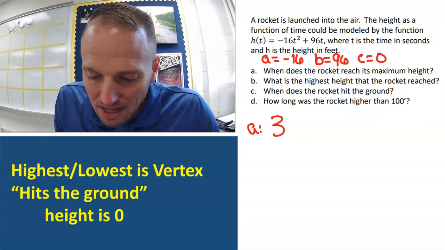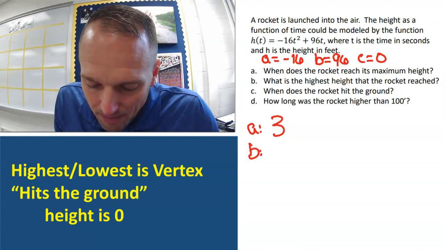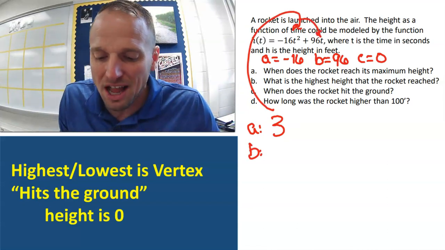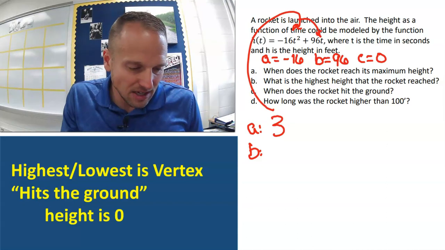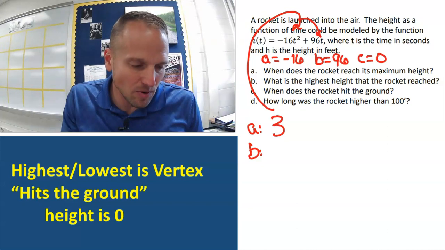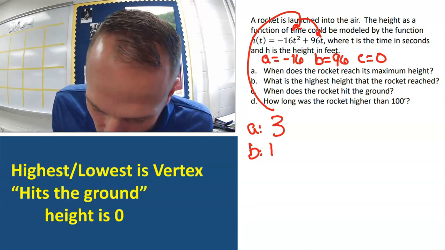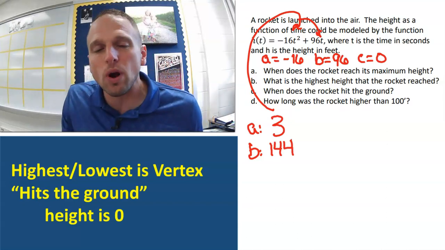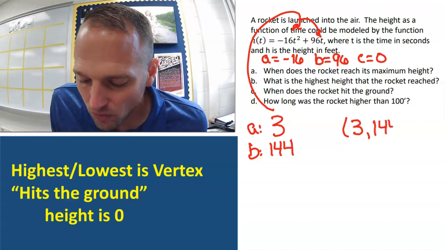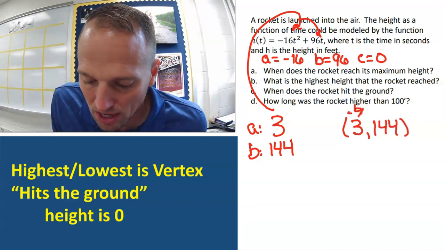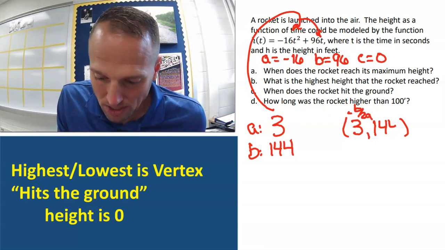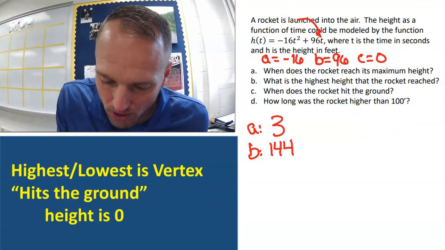Letter B, what is the highest height that the rocket reached? That means we need to put that 3 back in for the t up here. 3 is a time. What's the height? So negative 16 times 3 squared plus 96 times 3 equals 144. So the highest height that this rocket reaches is 144. Now, we've been doing this forever, right? 144 is the vertex, negative b over 2a, and then you put that in, and that's what you get. So at 3 seconds is its highest point, and that highest point is 144.